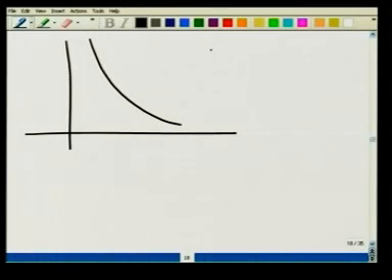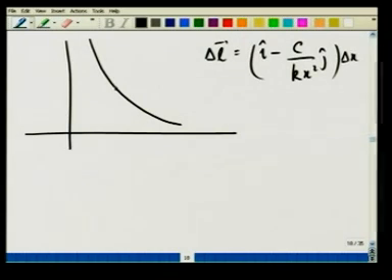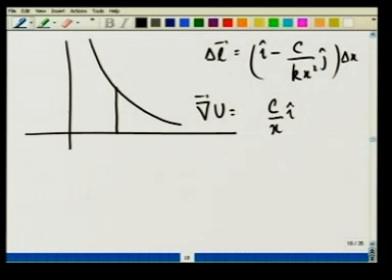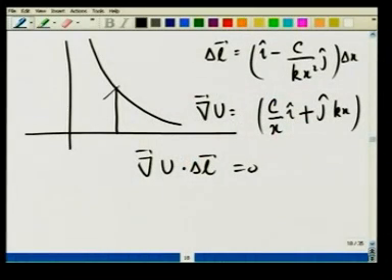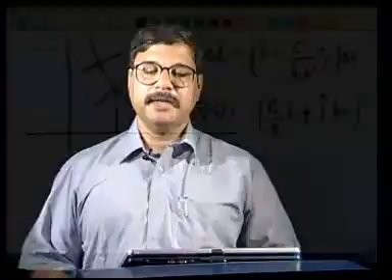Let me show it much more explicitly. So I got delta L, which was equal to i minus c over kx squared j, delta x at a given point, and gradient of U, which was equal to c over x i plus kx j, so that gradient of U dot delta L is 0, and therefore gradient of U at any point is going to be perpendicular to that surface, and the direction is going to be in the increasing direction.